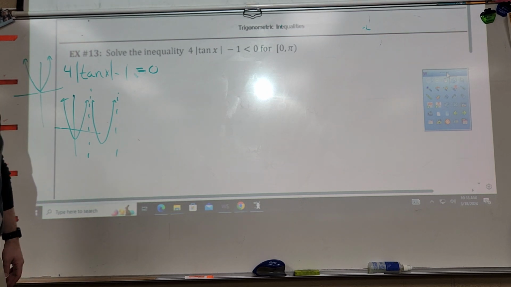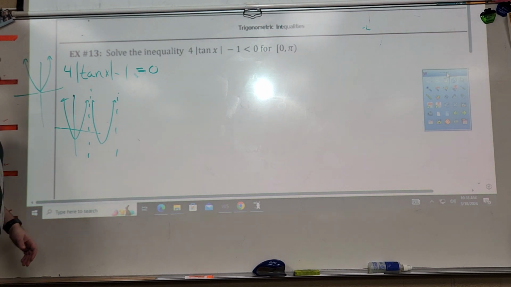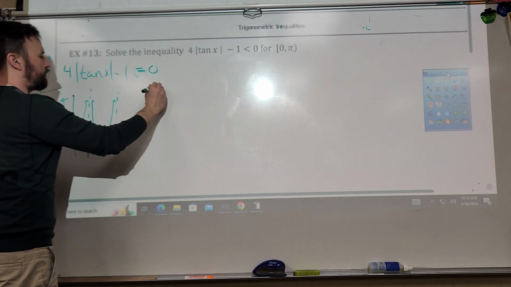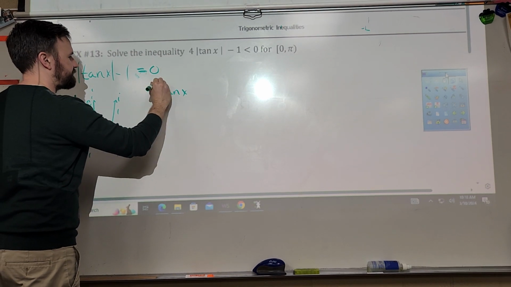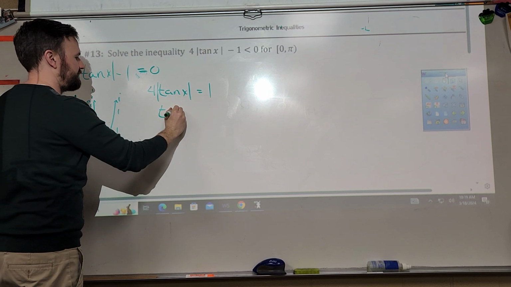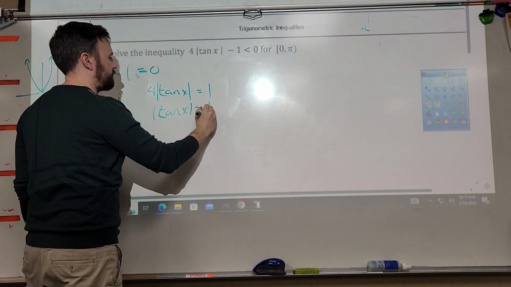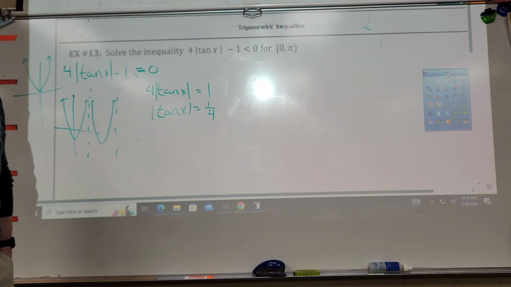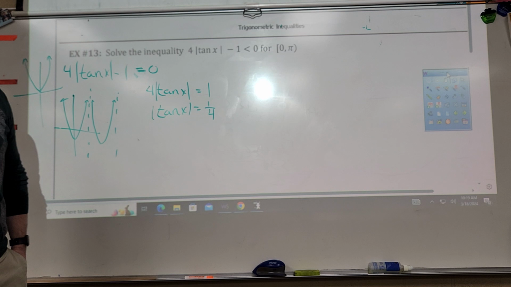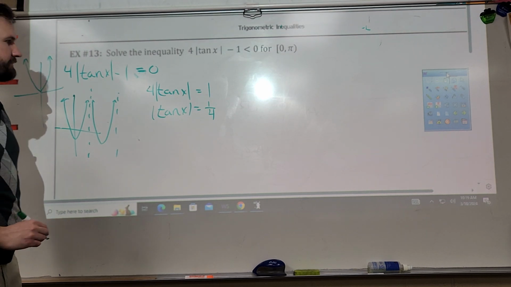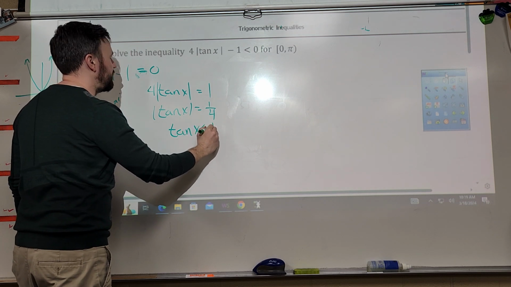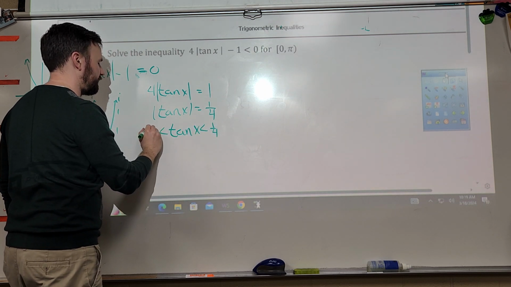All right, I figured it out. Let's solve this like I didn't have a calculator. Do you agree that'd be 4 tan of x equals 1? Tan of x equals 1/4, right? Now what do I do with that absolute value? It's going to be positive or negative. So tan of x has to be in between 1/4 and negative 1/4, right?